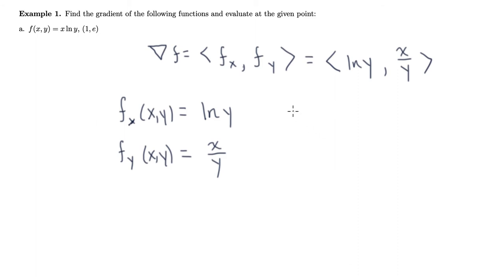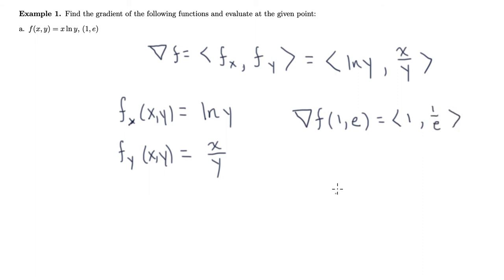And then if we evaluate at the point 1, comma, e, then we get, well, natural log of e is 1, and then 1 over e.